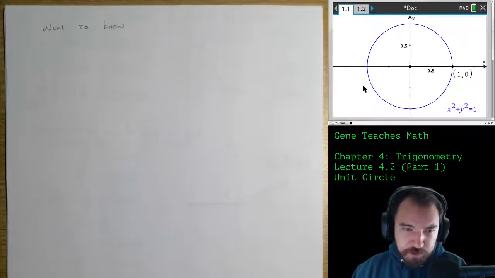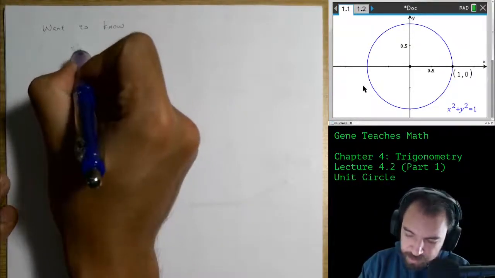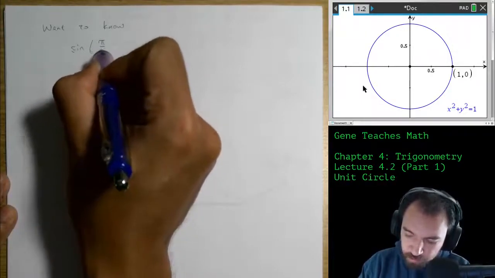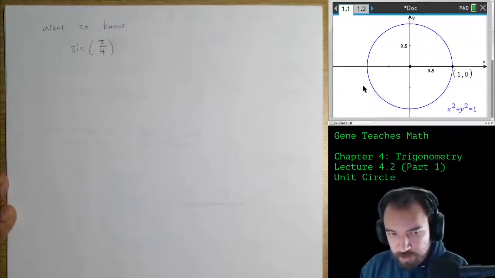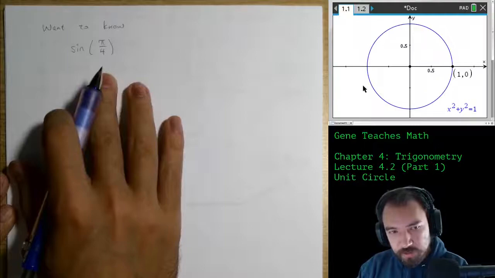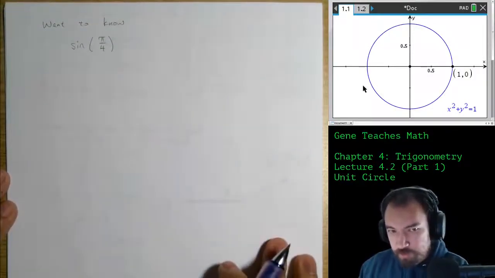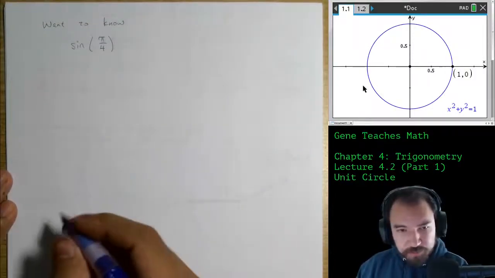So now this raises another interesting question. What if we want to know something like sine of pi over 4? There's a very specific number associated with this, and perhaps we can come up with a way to figure out what this is. Well, in order to eventually get there, we're going to start with 2 special triangles.